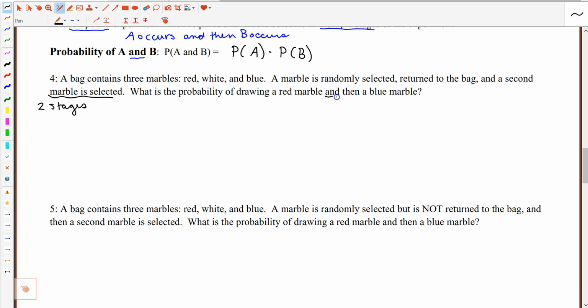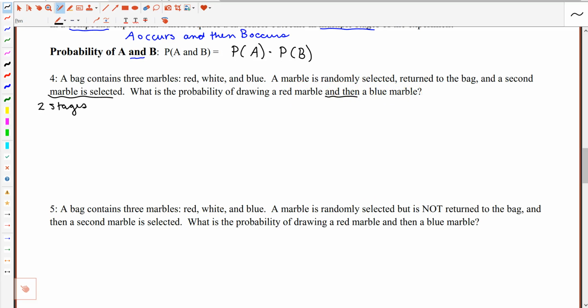Now this one uses the words "and then." Sometimes you won't see the "then" word in the statement. So sometimes this question could just be worded, what is the probability of drawing a red and blue marble? The "then" is implied. We'll do one later on that talks about how you know whether or not the order is implied. But for this one, especially since it uses the word "then," that means you're going to draw a red marble first and then a blue marble second.